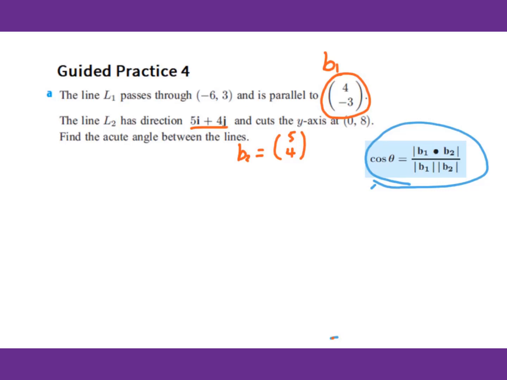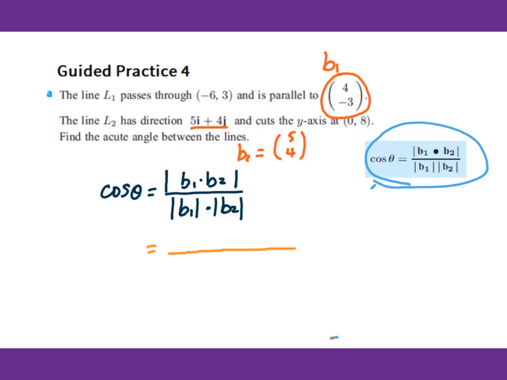Therefore, we will figure out cosine theta equals the absolute value of B1 dot B2, over the magnitude of B1 times the magnitude of B2. For B1 dot B2, we multiply corresponding components, then we add together: 5 times 4 plus 4 times negative 3.